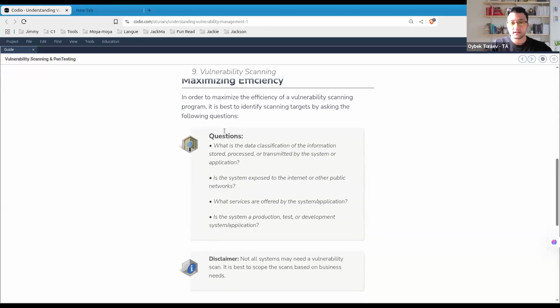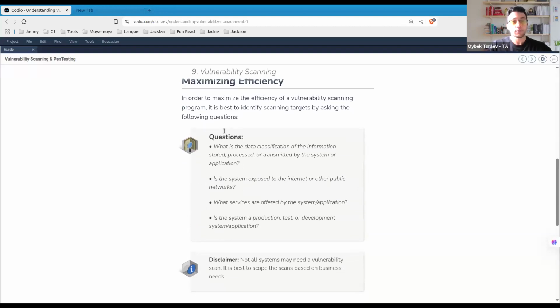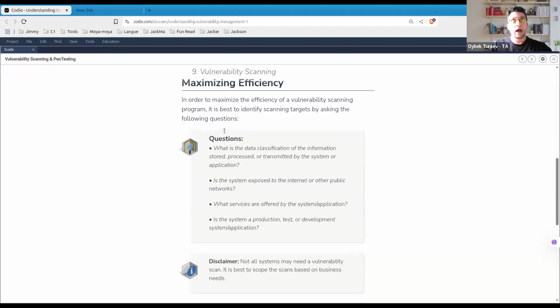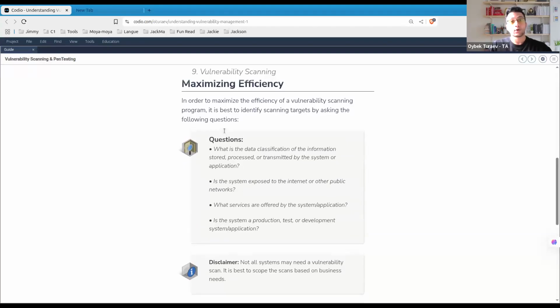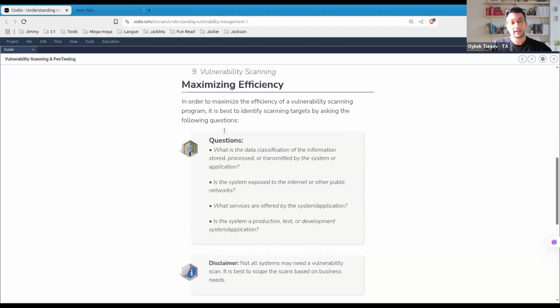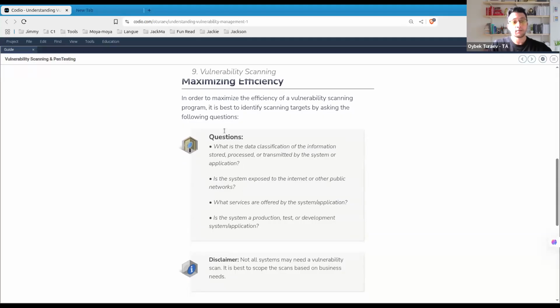What is the data classification stored, processed, and transmitted by the system? Is the system exposed to the internet or other public networks? Because we need to know that if it's exposed to the public, then we're going to run the scan as external, because we need to know what kind of information the attacker can get. Okay, and then based on the results, we're going to act properly.